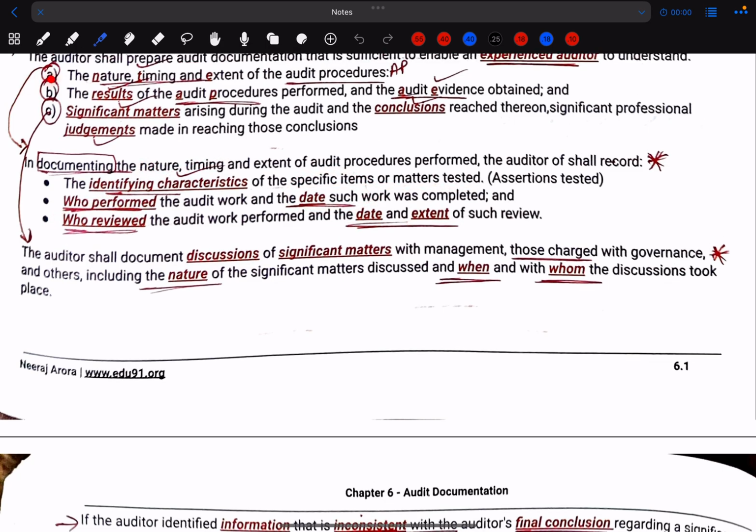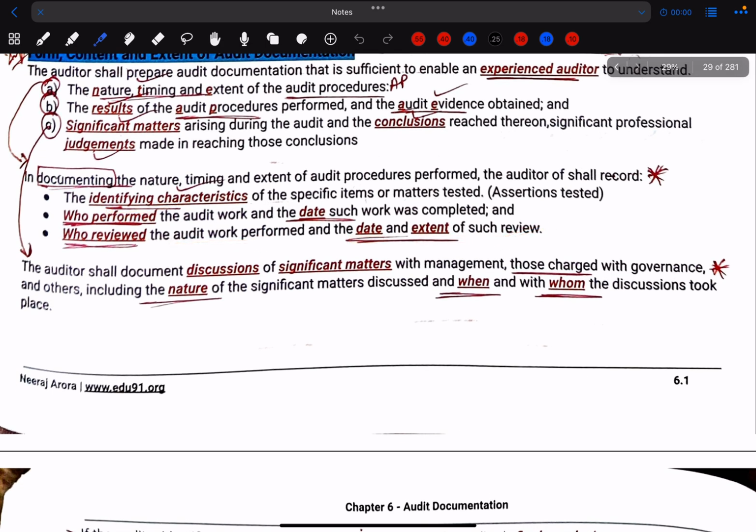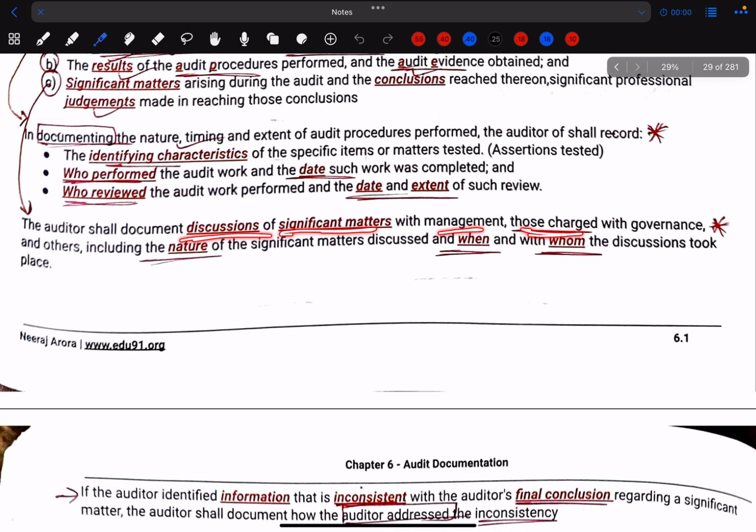So this first point, explained here: identify the characteristics of specific items, who performed the audit work and the date such work was completed, who reviewed the audit work performed, and the date and extent of such review. Then the significant matters. The auditor shall document the discussion of significant matters with management, those charged with governance and others, including the nature of the significant matters, and when and with whom the discussions took place.